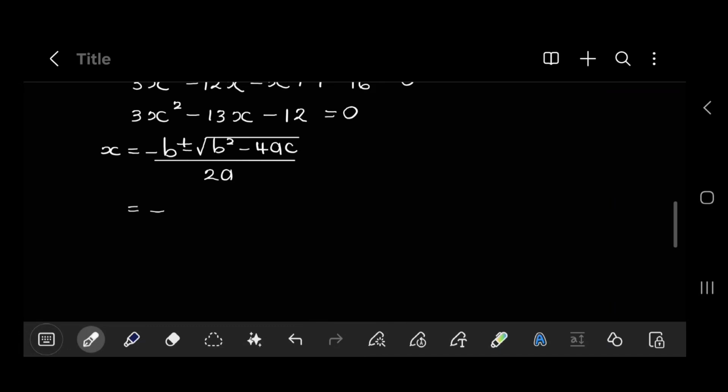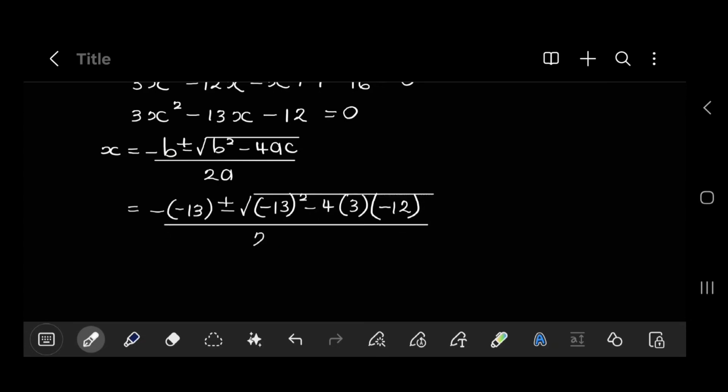Substituting in here, your b value is negative 13. A is 3. C is negative 12. Now remember, it's always good for you to simplify what you have. So we've got negative times negative 13, which gives you positive 13. Underneath the square root, you get 313. And in your denominator, 2 times 3 gives you 6.